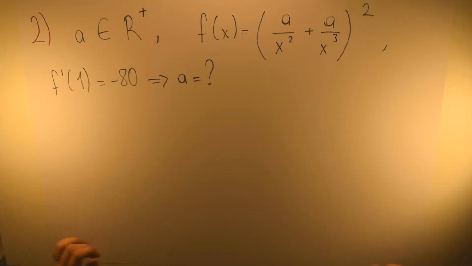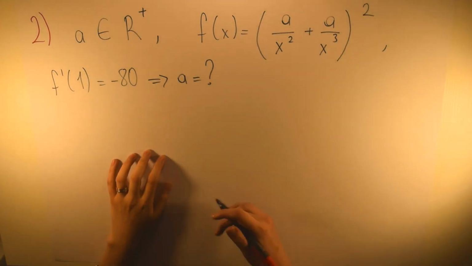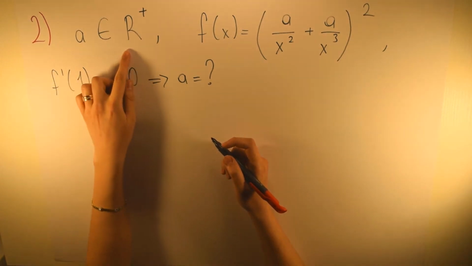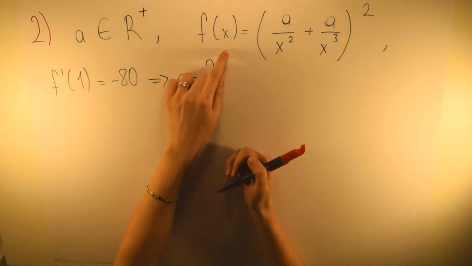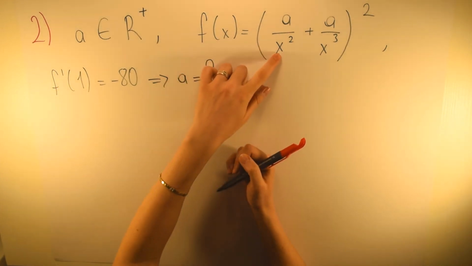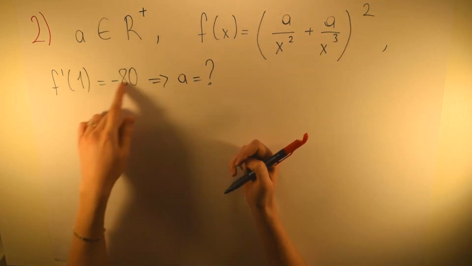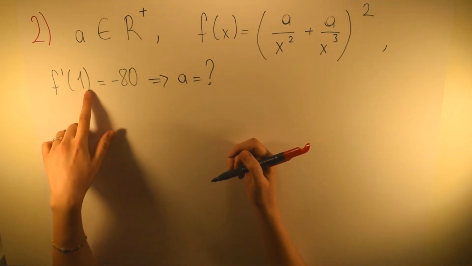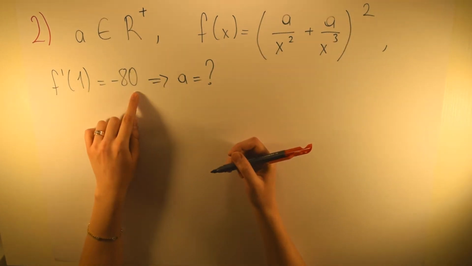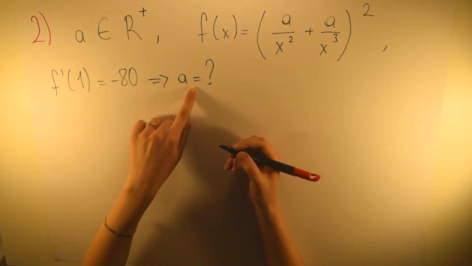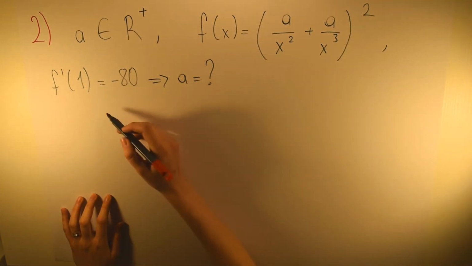Let's continue with our second question. Here we have a is an element of the positive real numbers. f of x is equal to a over x squared plus a over x cubed, to the power of 2. The derivative of f at 1 is equal to minus 80. So what is the value of a? Let's find its derivative first.